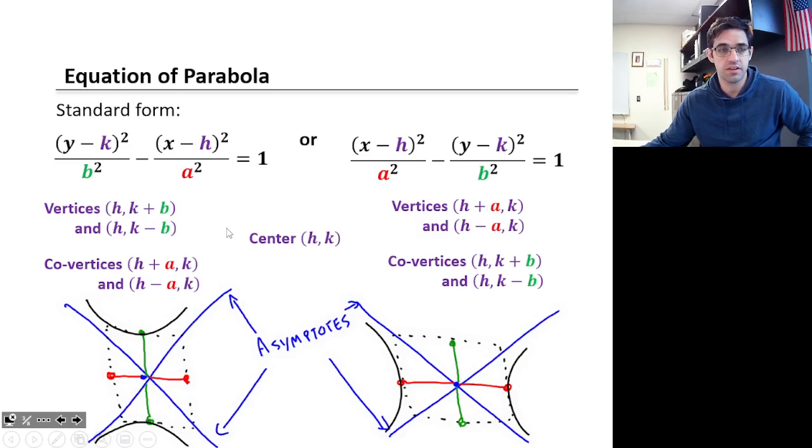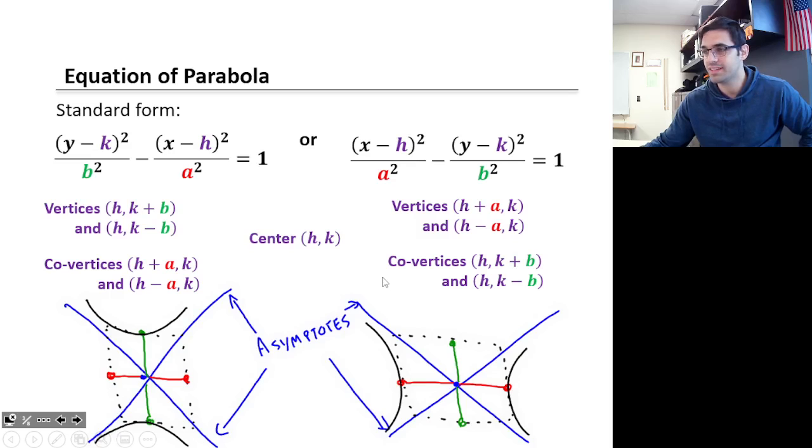If you find the square root of the number underneath the y, so the b squared, that's how much you go up and down from the center. And then the a value is how much you go left and right. Whether it opens up or down, left or right, determines which one's the vertices and which one's the covertices. But it's always the b is up and down and the a is left and right.